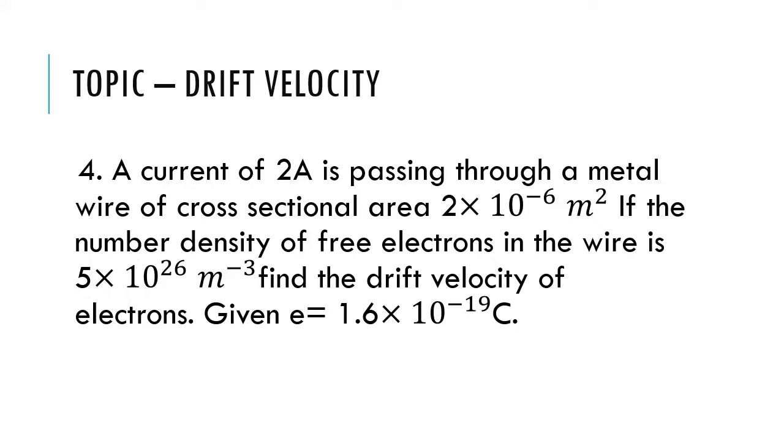Fourth numerical. A current of 2 ampere is passing through a metal wire of cross-sectional area 2 into 10 power minus 6 meter square. If the number density of free electrons in the wire is 5 into 10 power 26 per meter cube, find the drift velocity of electrons. Given that electronic charge is 1.6 into 10 power minus 19 coulomb.